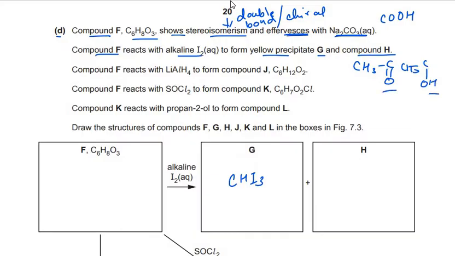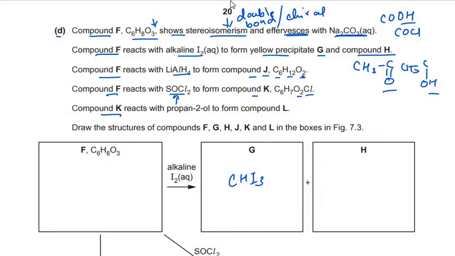Compound F reacts with LiAlH4, that's a reducing agent, to form compound J with C6H12O2. Means one of the oxygens is removed. Next, compound F reacts with SOCl2 to form compound K, which is C6H7O2Cl. So thionyl chloride is reacting with the carboxylic part to form the acyl chloride. So the carboxylic acid is reacting to form K.